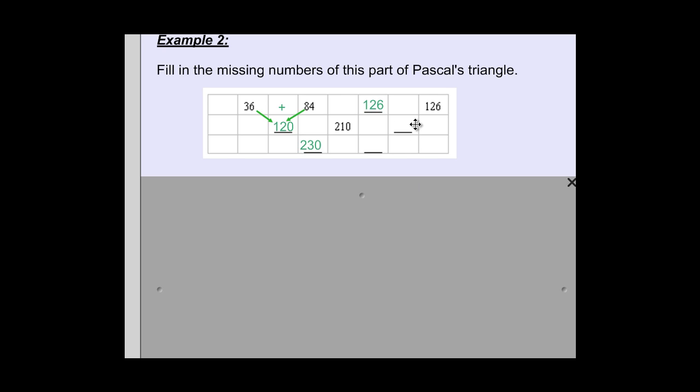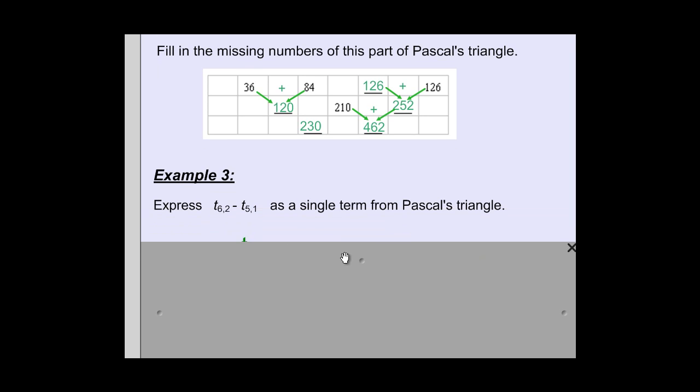Okay, how about you pause the video and try and find the next two values, and when you're ready, come back and I'll put the answers up. Okay, there you have it. It's 252, and then 462 here. You have to do the additive property. So 126 plus 126, 252. 210 plus 252 is 462.